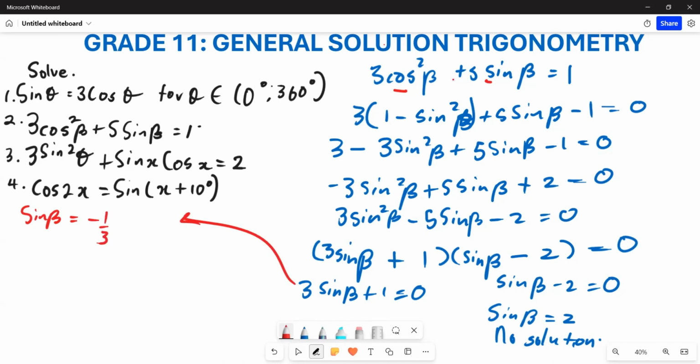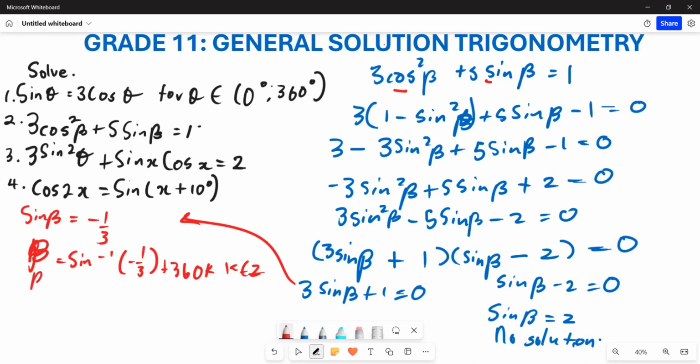And now what is this going to be? Your beta rather is going to be given by shift sine of negative 1 over 3. Then this is going to be plus 360k, where k is an element of the integers. Remember, when you're doing your general solution, this must always be included, right? And then from here, what is it that you're going to have?